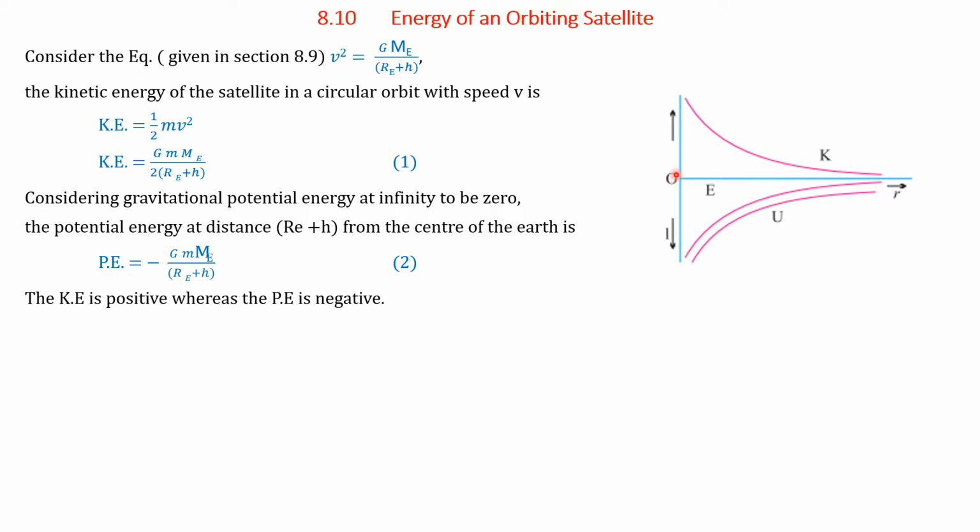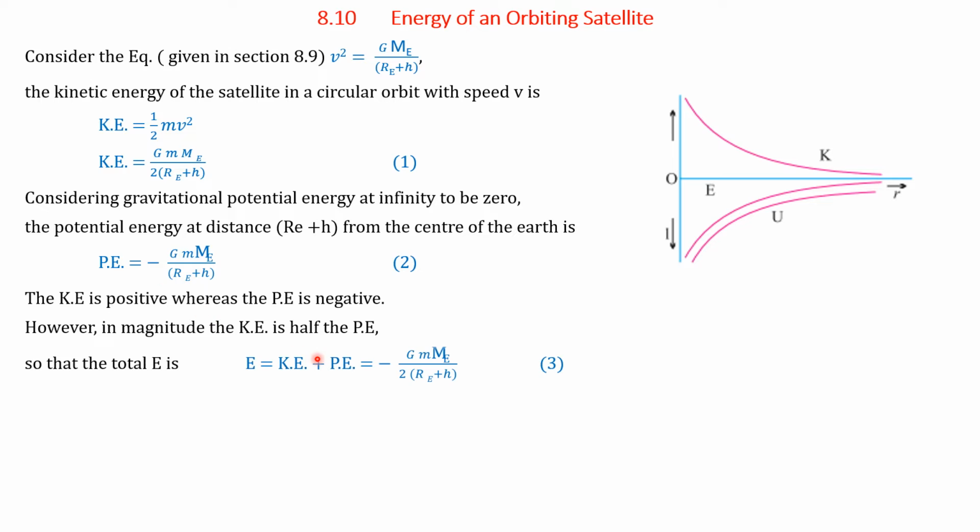Here you see the y-axis is the energy and x-axis is the distance or radius r. Hence the plot of potential energy, U here in the bottom, and kinetic energy, K, at the above in the first quadrant. However, the magnitude of kinetic energy is half of P. Please see here it is divided by 2. Therefore, kinetic energy is half of potential energy.